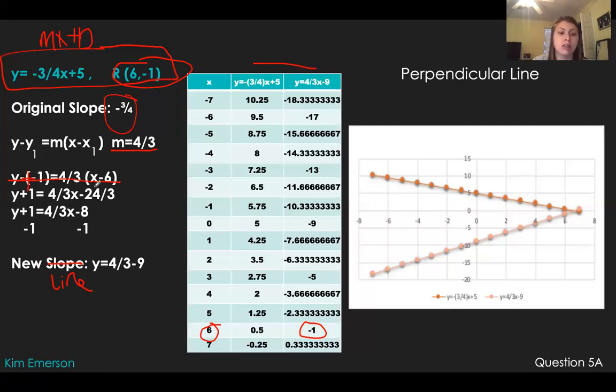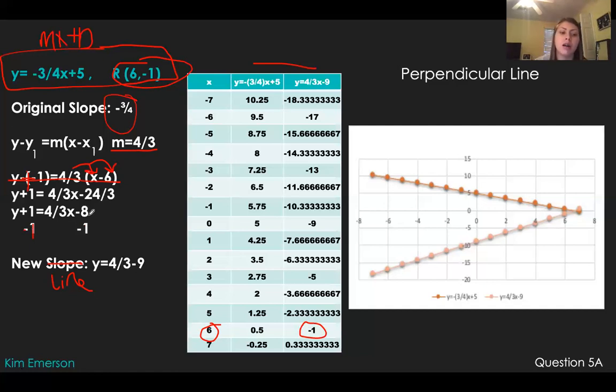And then x minus 6 times 4/3 gives us 4/3 x, because we distributed 4/3 right there. So it gives us 4/3 x minus 24/3, because 4/3 multiplied by negative 6 is negative 24/3. So we still have y plus 1 right here. So we were trying to get y by itself to find our line. So we're going to subtract 1, and then that'll give us 4/3 x minus 8.